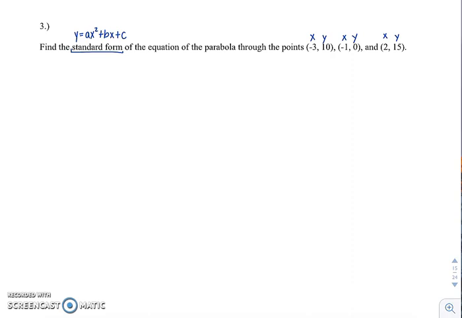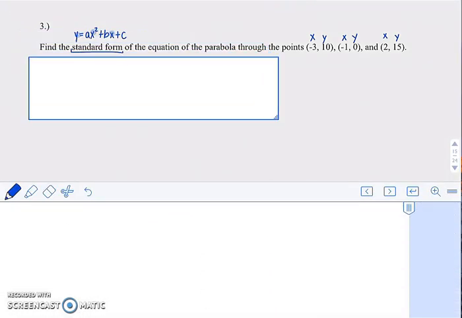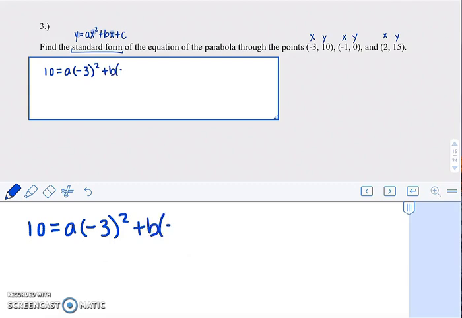So if we know the standard form and we have 3 points, we can plug in x and y into those spots in our standard form equation. So that's what we're going to do, and we're going to make 3 equations. So let's do that. So the first one, our y is 10. So we have 10 equals a times negative 3 squared plus b times negative 3 plus c.